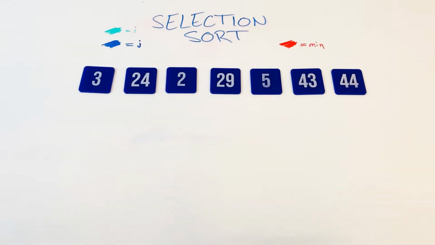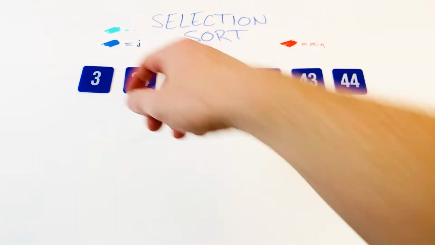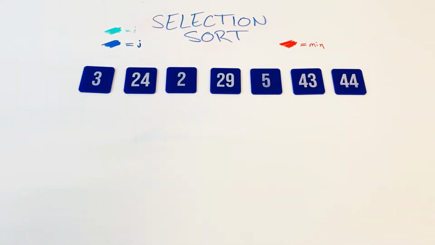In selection sort, we're going to loop over our unsorted array and select the smallest element and then move that to the beginning of the list. Then we're going to select our next smallest element and put it second in the list, and so on. And so to do this, we're going to maintain a couple pointers.